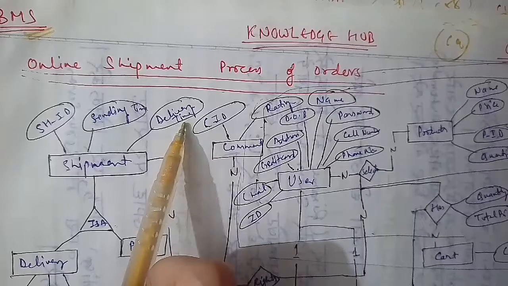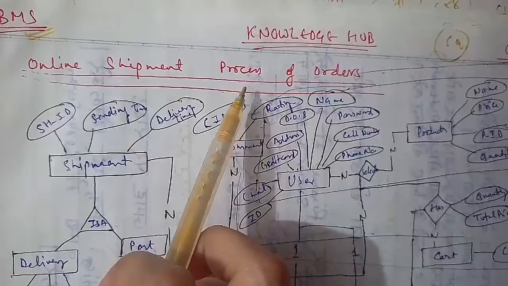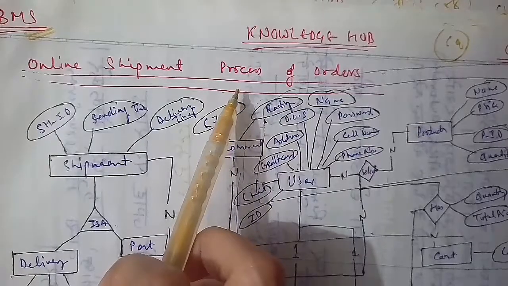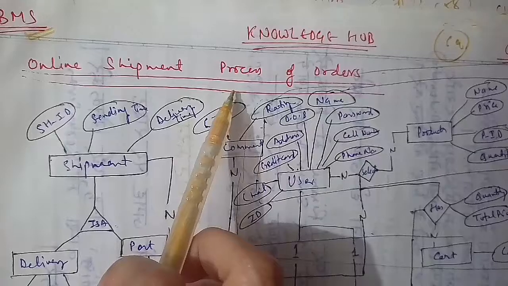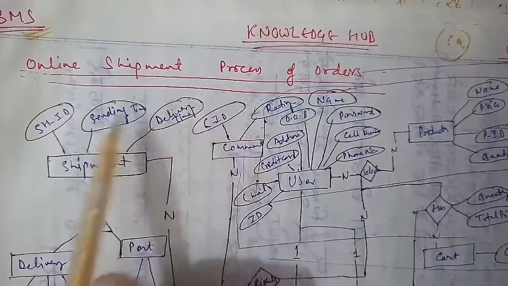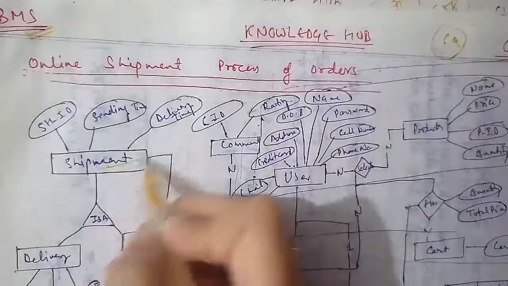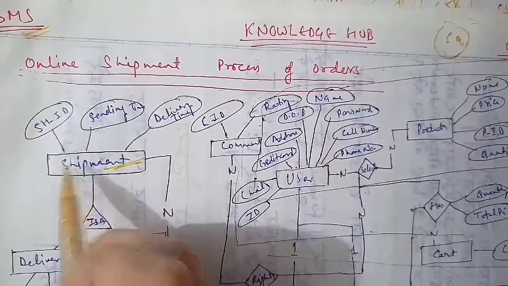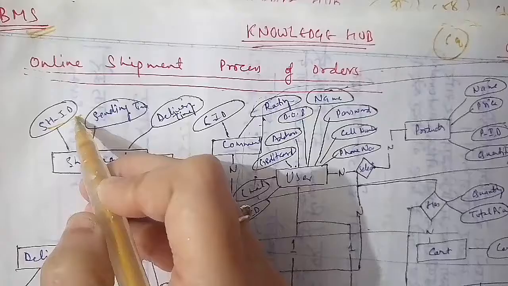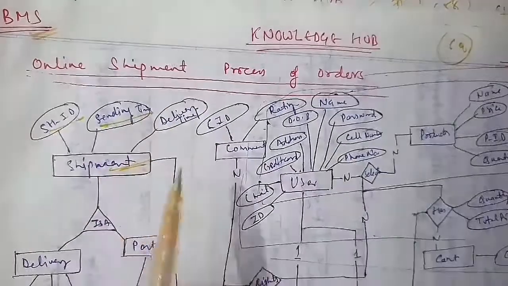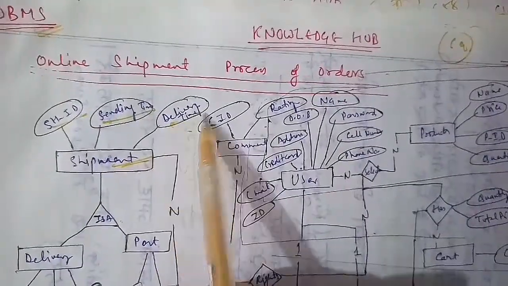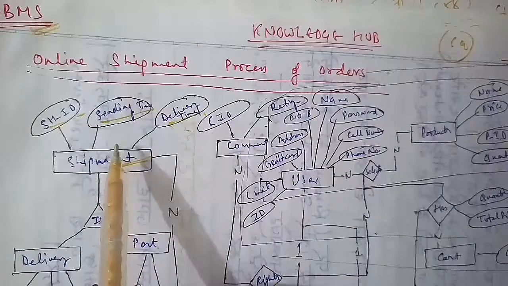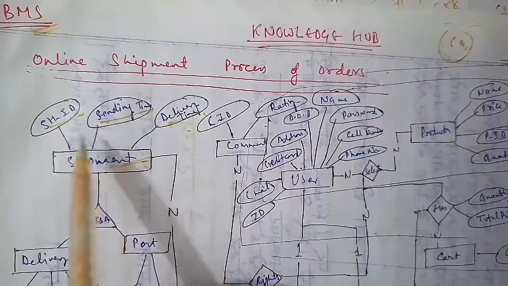In terms of the online shipment process of orders, that is what we have to discuss here, and that is an important one as well. In terms of it, we'll talk about the shipment first. For shipment, the requirements we have are the shipment ID, then the sending time, when the shipment was sent, and the delivery time. That is what you have to know in terms of shipment: the shipment ID, the sending time, and the delivery time.